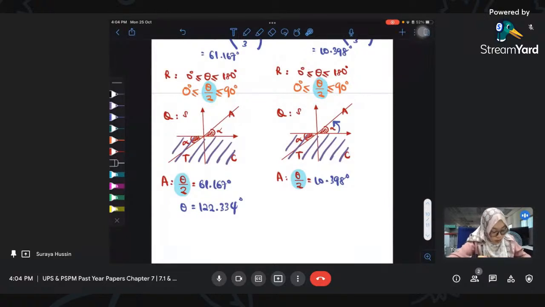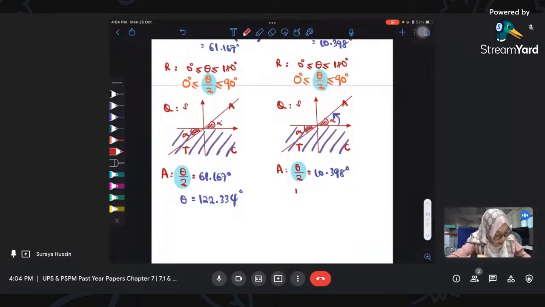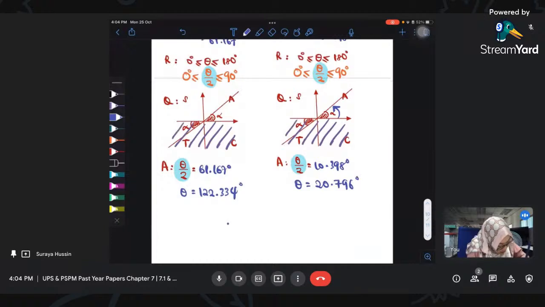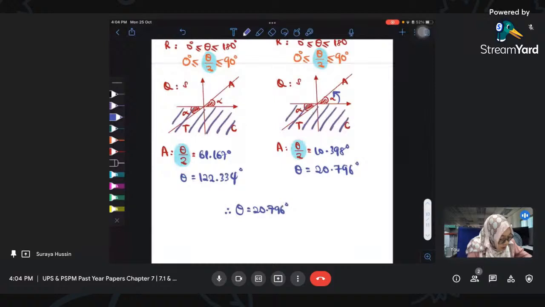And so our final answer is theta is equals to 20.796 degree, 122.334 degree. That's it. That's our final answer.